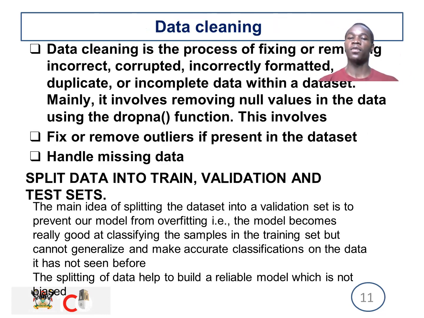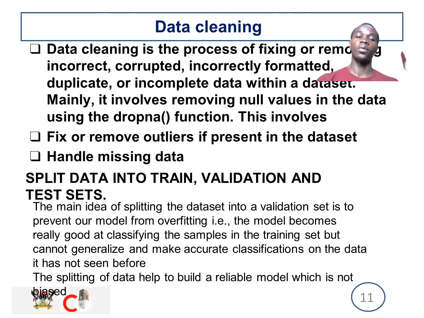Data cleaning is the process of fixing or removing incorrect, corrupted, incorrectly formatted, or duplicate data in a dataset. Mainly, it involves removing null values. That's why you are seeing our plots and charts with fine numbers. We can fix this by fixing or removing outliers and handling missing data.